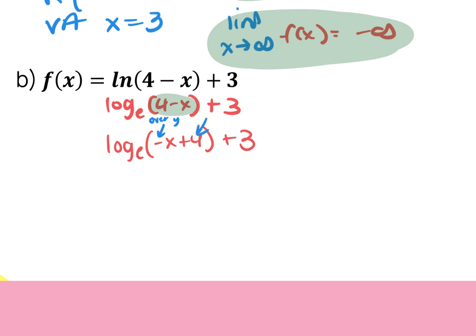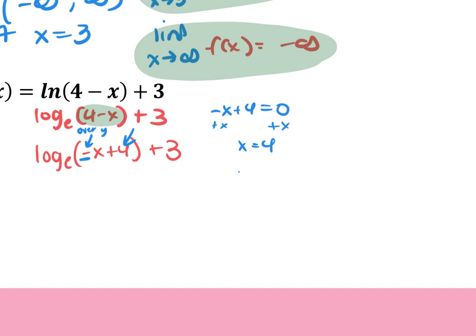Now that plus 4 is affected by this minus x, right? Because if I actually solve that, I'd subtract the 4, but then I'd have to divide by negative 1. So even though it says plus 4, you're actually going to the right 4. If I set negative x plus 4 equal to 0, I can add the x and get x equals 4. So my vertical asymptote is at 4.